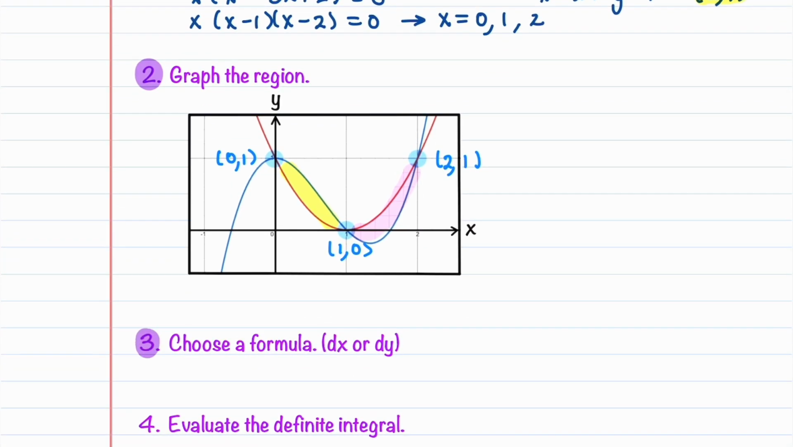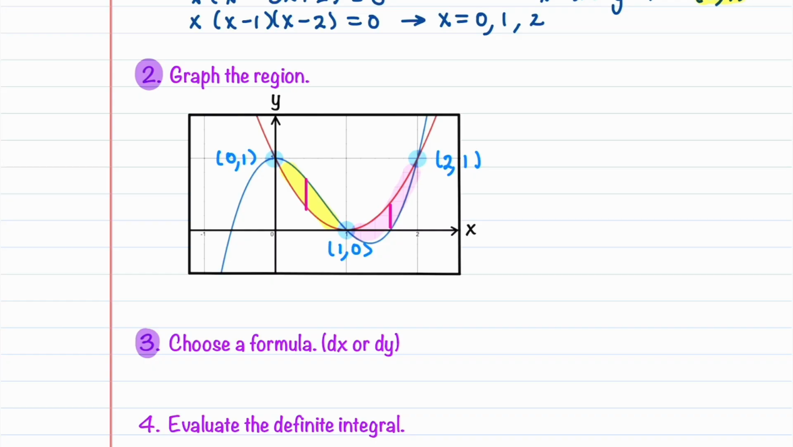Now we need to choose the correct formula to use. We need to decide if we want to integrate with respect to x or respect to y. To decide that, all you have to do is go up to your graph and draw a vertical line for integrating with respect to x. If we do that, we can see that we have one curve on the top and one curve on the bottom. It doesn't matter that the curves switch, and a different one is on the top in each region.